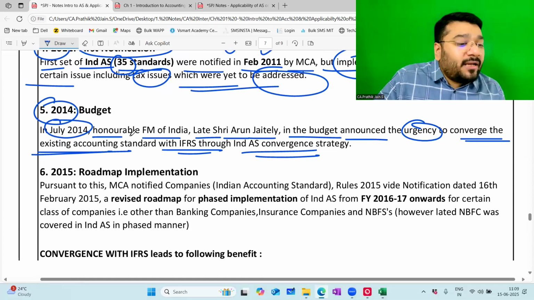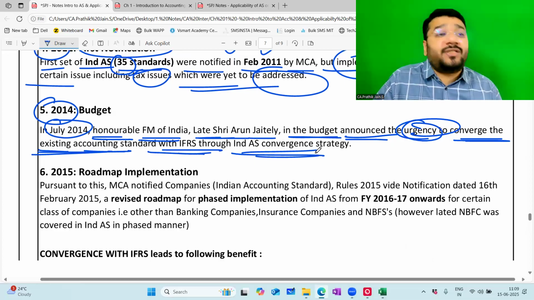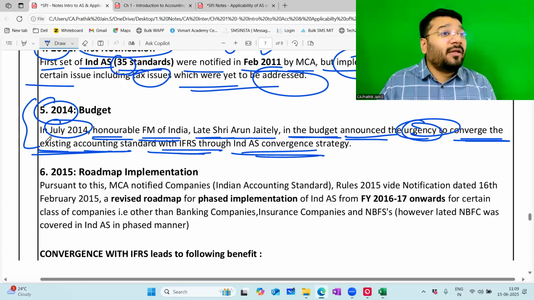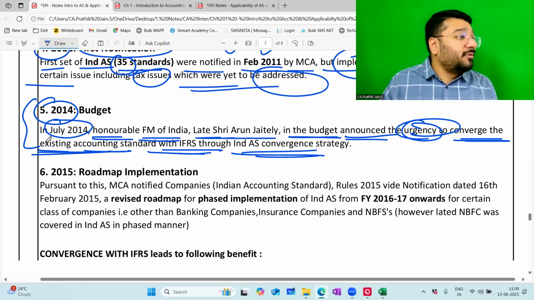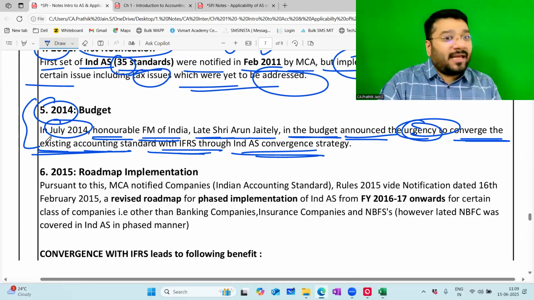So in July 2014, the Honorable FM of India back then, late Sri Arun Jaitley, in the budget announced the urgency to converge the existing accounting standards with IFRS through the Ind AS conversion strategy. Don't think this is my own story. Everything is there in your book. I've taken just the bullet points and made it in a more structured manner. Everything is there in your book.